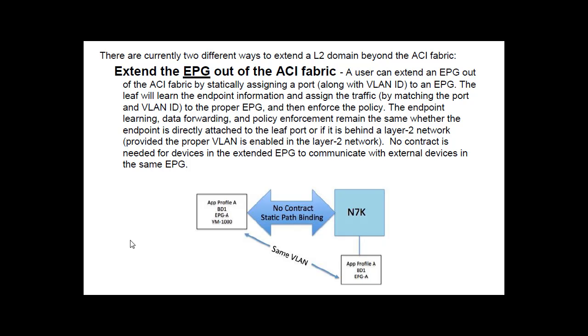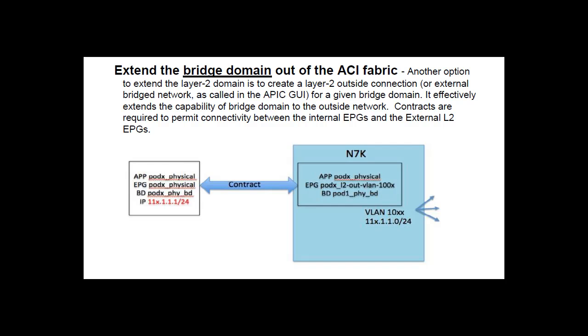In today's video, we're going to be exploring the Layer 2 implementation of ACI using the new 1.2 version of APIC code. We are actually going to be doing an extension of the EPG. There's two methods to extend Layer 2 in ACI. We can either use the EPG method or we can extend the entire bridge domain. For the purposes of this recording, we are only going to be extending the EPG out to a Layer 2 interface.